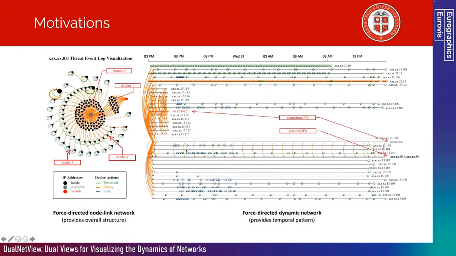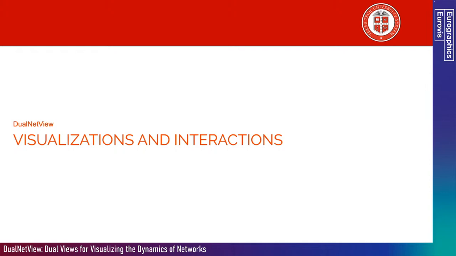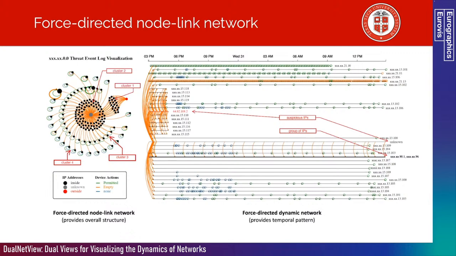Dual Net View visualization and interactions. The first component of this Dual Net View is the force directed node-link network on the left. This one helps to provide the overall structures of the network.